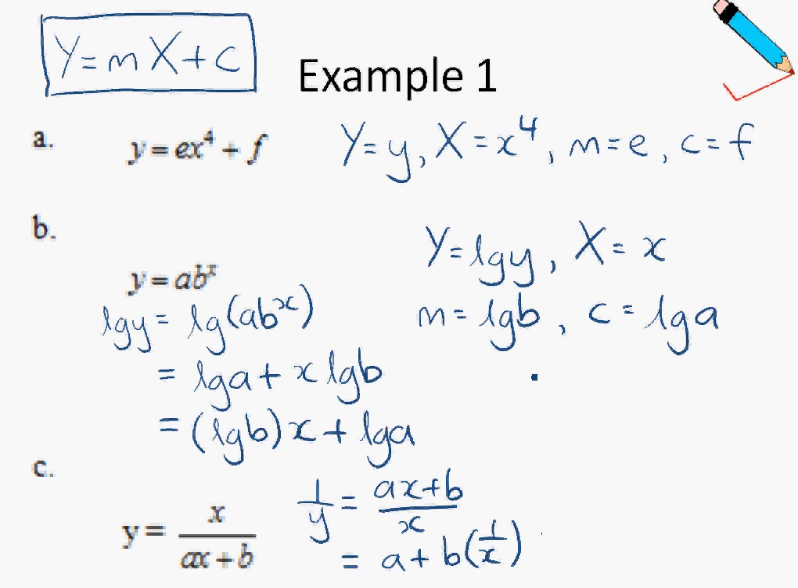So in the last example, my big Y is 1 over y. My big X, if you stare at it, is this one over here, which is 1 over x. My m, the gradient, is b. And finally, my y-intercept is a. For those of you who cannot see this very clearly, all you need to do is just rearrange these two variables, and then you will see very clearly that m is b and c is a. So that's all for example number 1.